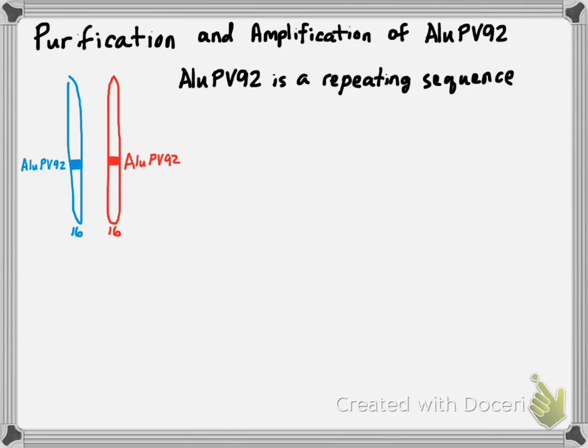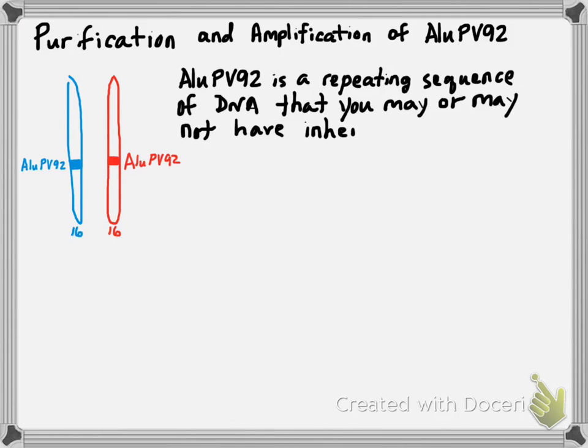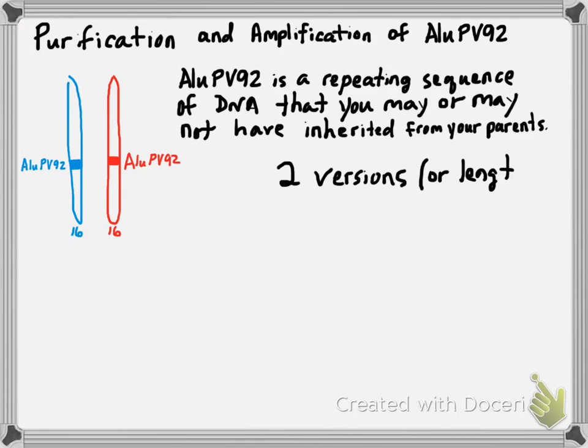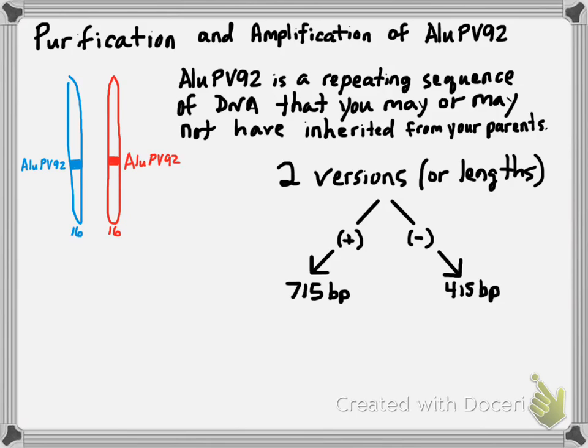Because you may or may not have inherited this ALU segment, it creates a situation where there are two versions that result in three different genotypes floating around in the global human population. The ALU PV92 element is relatively small. It's only 300 base pairs. If you have ALU PV92, it adds 300 base pairs to the 415 that are already there, for a total of 715. If you don't, then this portion of your 16th chromosome is just 415 base pairs.